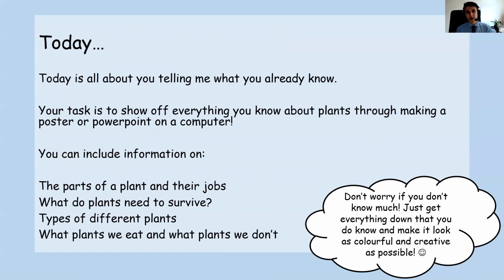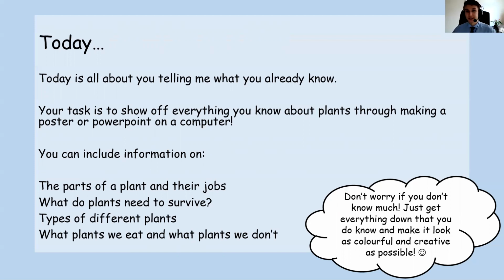Now, you can present this work in whichever way you'd like. And it says in that bubble there, don't worry if you don't know too much about plants, because this is the start of our topic and you might not know much. What's important is you get down everything you do know that's related to these 4 topics. So the parts of a plant, I'll give you a hint. It's got the roots at the bottom. What other parts do they have? What do plants need to survive? What different types of plants can you think of? And what types of plants can you think of that we eat and plants that we don't eat? So lots of things to think about.